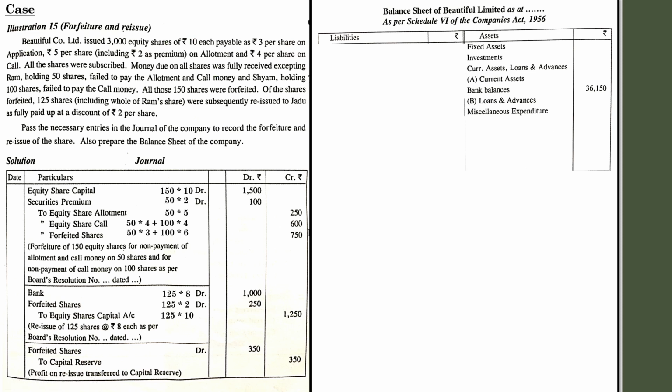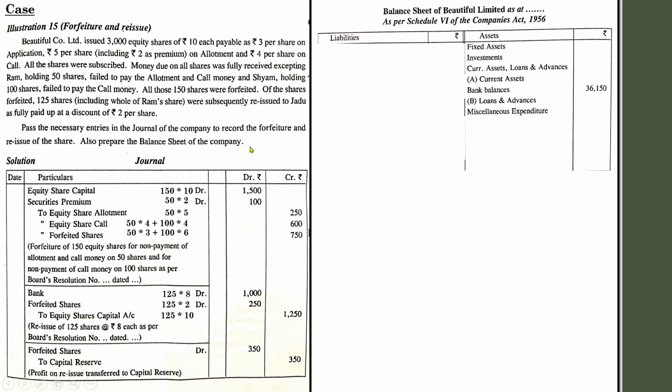Initial stage means the steps which we have passed or have to be followed at the time of issue, application, at the time of allotment, at the time of first call, final call, like that. In all those cases, we have to pass all those entries. After that only forfeiture has to be dealt with. In this question, the company only mentions to pass the forfeiture entry.